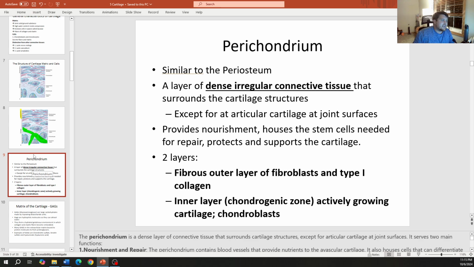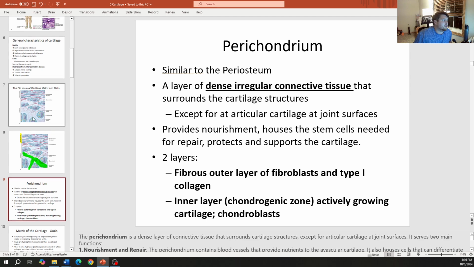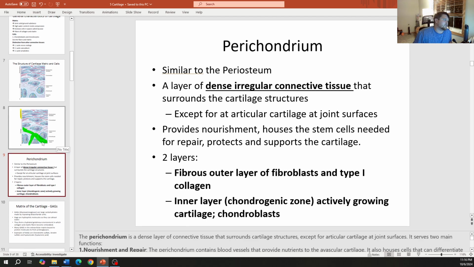It's a layer of dense, irregular connective tissue that surrounds the cartilage structures. It's where we're getting that nourishment, the stem cells, and protecting and supporting the cartilage. Like I said, the cartilage itself lacks nerve endings, it lacks vasculature, it lacks lymphatics. The perichondrium that's surrounding it, that's where we find all of that stuff to allow the cartilage to receive some of the nutrients that it needs in order to continue to be healthy and to thrive.